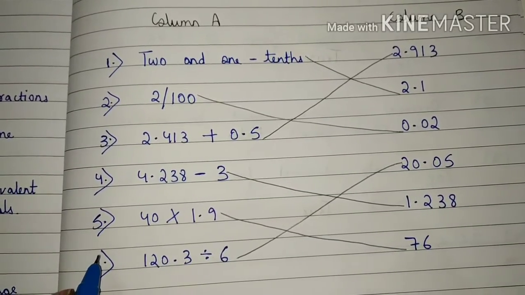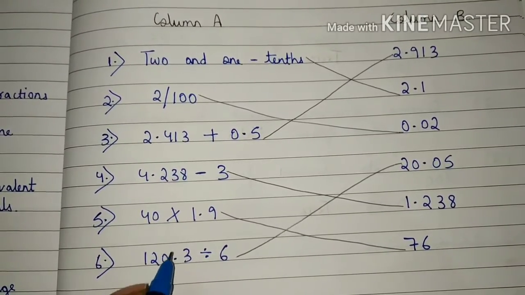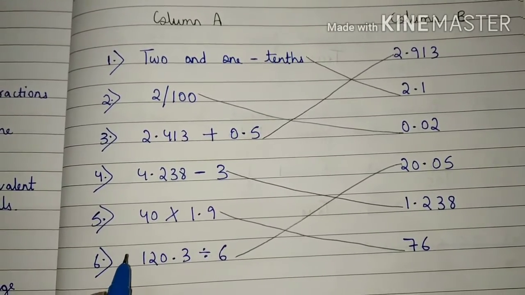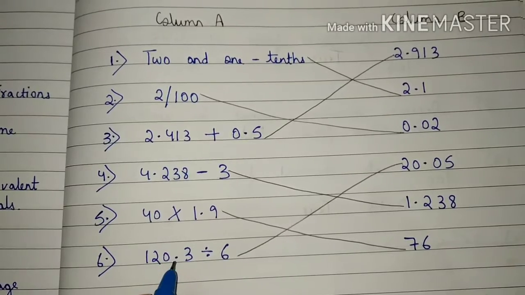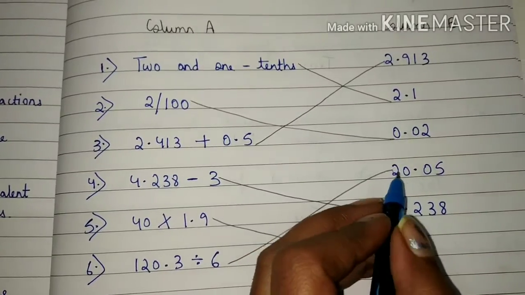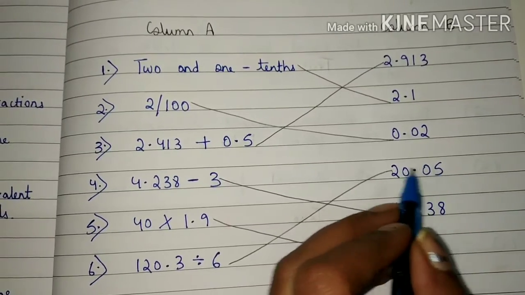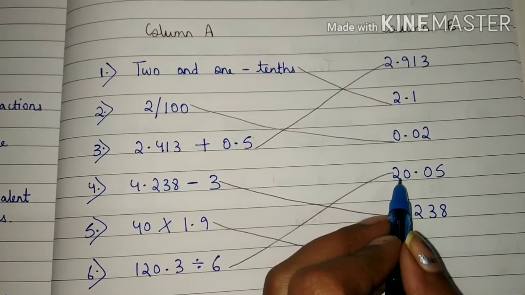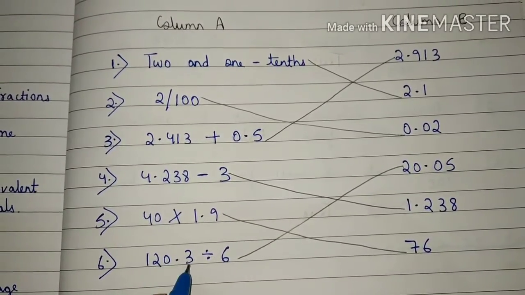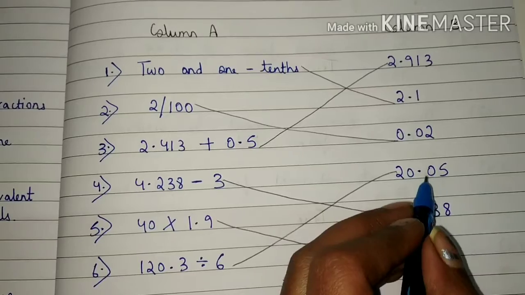Students, now come to question number 6. 120.3 divided by 6. Students, when you divide 120.3 by 6, you will get the answer 20.05. Students, 20.05, this is your correct answer because when you divide 120.3 by 6, you will get the answer 20.05.